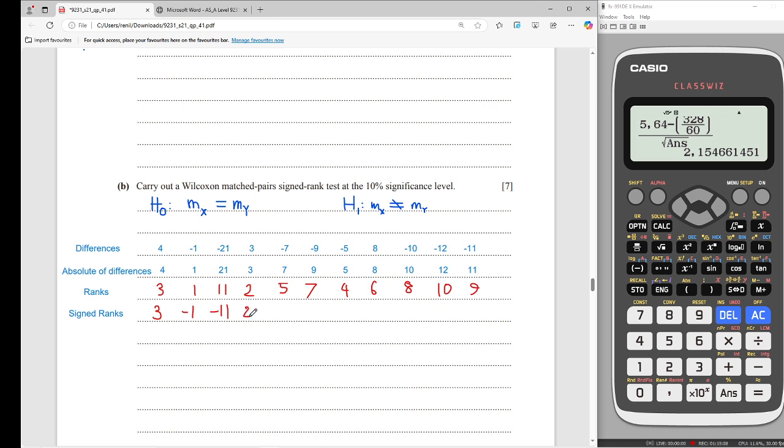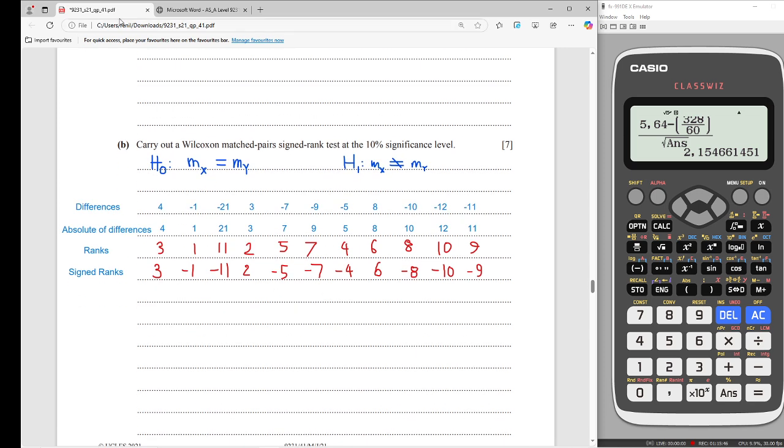This becomes 2, this becomes -5, this becomes -7, then -4, this is a positive 6, this remains as it is. Then we have here -8, and do note why I'm getting the negative value: the negative difference, we just correspond that with the rank to get negative ranks. -10, -9. Be careful not to write differences with this, because you may be confused, because they're well within the range of the sample size.